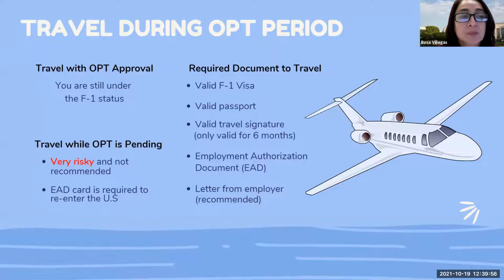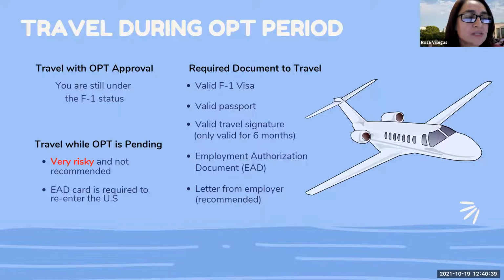Travel during OPT. So remember, when you're in OPT, you're still an F1 student. So travel is pretty similar to when you were a student. The only thing that we want to caution all the students is that if you're traveling while your OPT is pending, that will be very risky, because when you're coming back to the US, you're gonna need the employment authorization document that shows you're approved for OPT. So if you went home and you still didn't get approved, then you're not gonna have the card as the additional document that you need to travel.